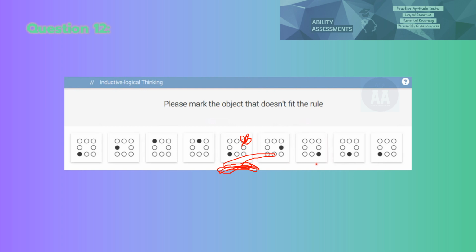And then if we continue, we see that the black dot just continues to move one space clockwise each time. So on this object it is here. On this object, again, it's moved one space clockwise, and same thing for the last object. And so this tells us that this indeed is our object that doesn't fit the rule, and this is our answer.